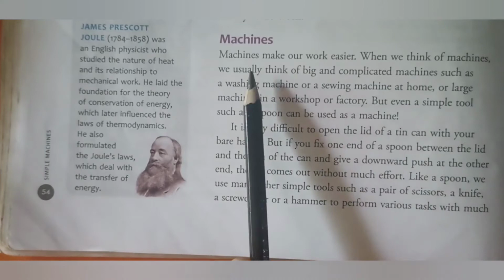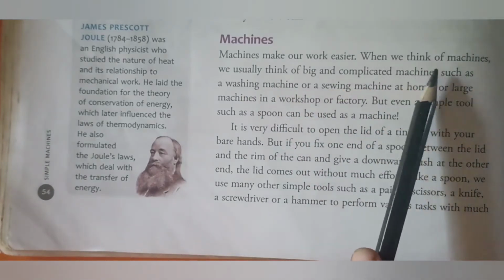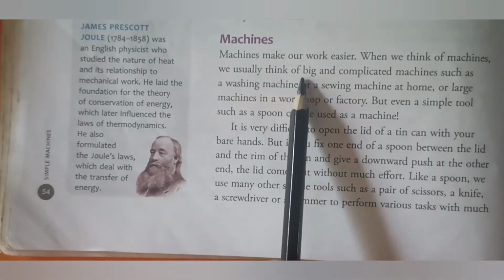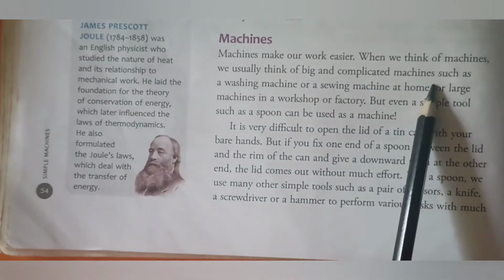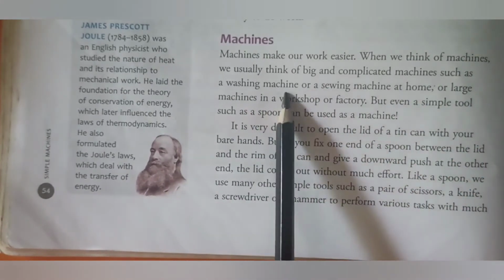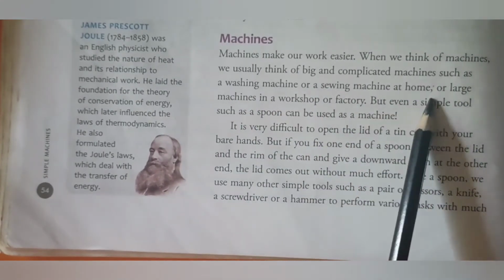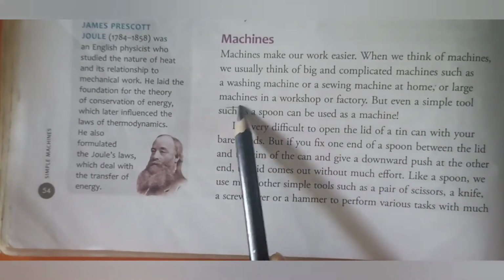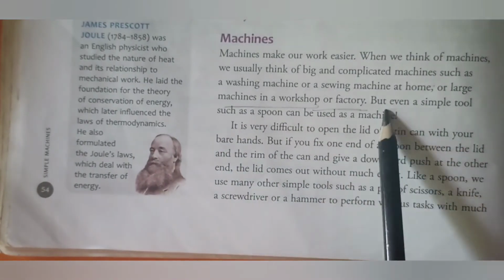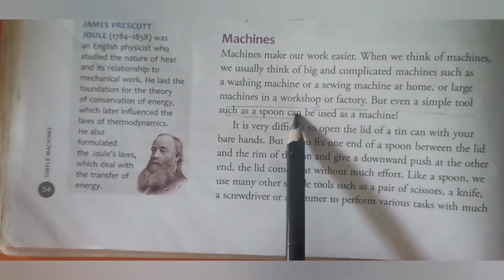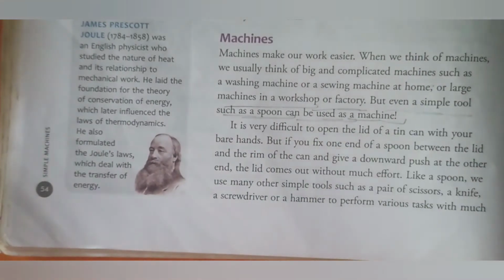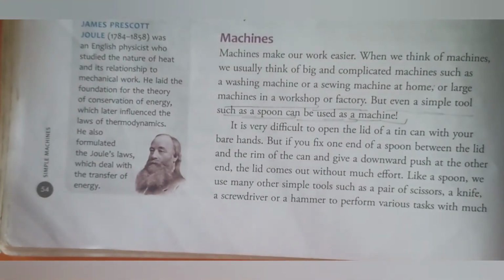Machine makes our work easier. When we think of machines, we usually think of a big and complicated machine such as a washing machine or a sewing machine at home, or a large machine in a workshop or factory. But even a simple tool such as a spoon can be used as a machine. So any tool that makes our work easier and faster is known as a machine.